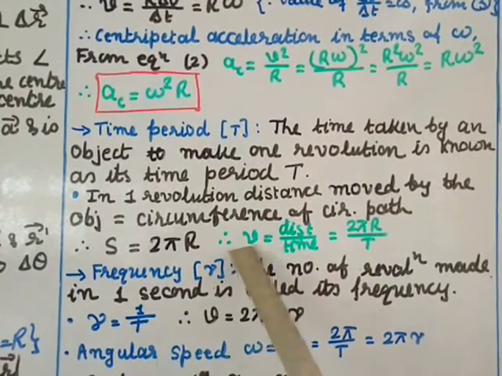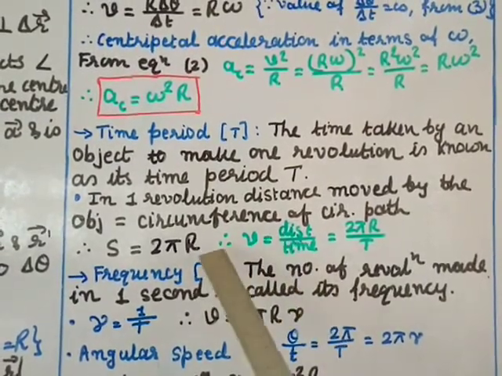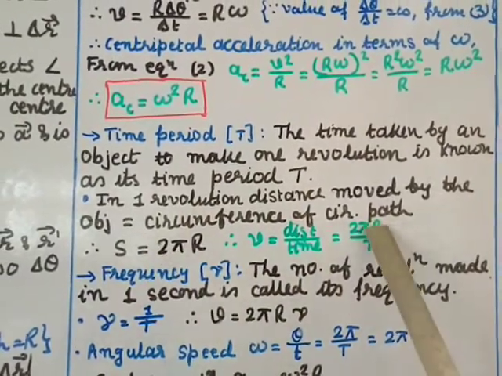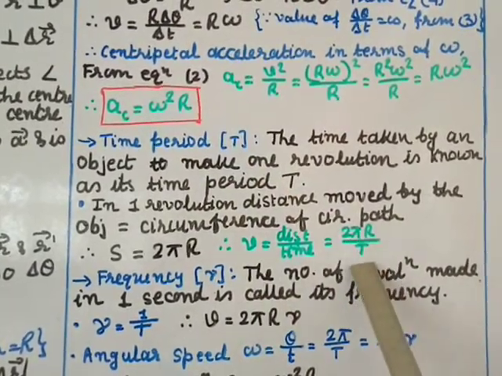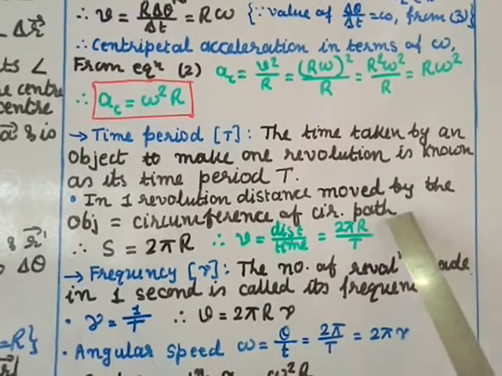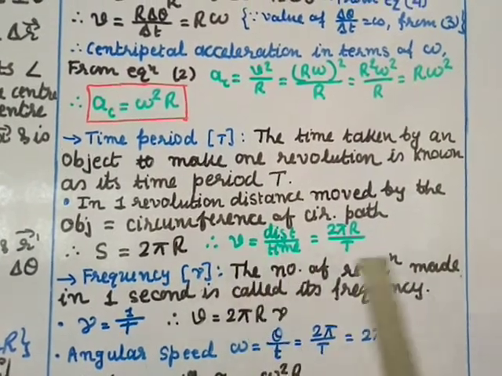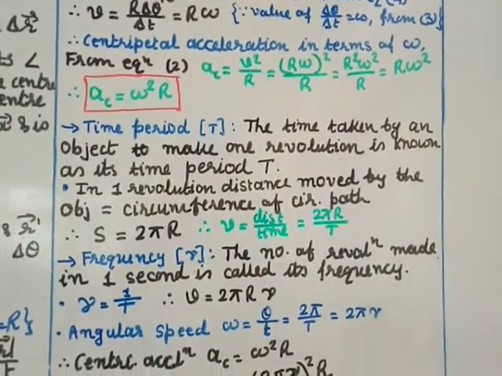So you know velocity equal to distance by time. The distance covered in one revolution is 2 pi r, and in one revolution the time period is capital T. So v equals 2 pi r by capital T. This is the time period, this is the radius, and this is the velocity when it is taking one revolution.